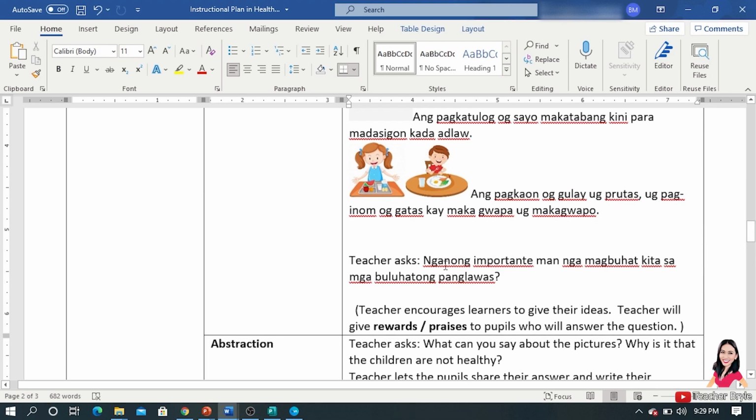So teacher asks, kanus-a importante nga magbuhat kita sa mga buluhatong panglawas? Okay, teacher encourages learners to give their ideas. Teacher will give rewards or praises to pupils who will answer the question.